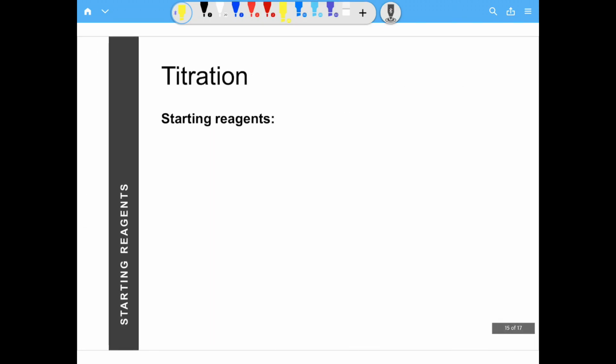Now the last method that we'll look at is the titration method. For the titration method, the starting reagents would be an acid plus an alkali. Once again, if you think about the topic of acids and bases, we have learned that alkalis are your soluble bases, and some common examples of alkalis would be your sodium hydroxide and your potassium hydroxide, which are strong alkalis, and the classic example of a weak alkali, which is your aqueous ammonia.